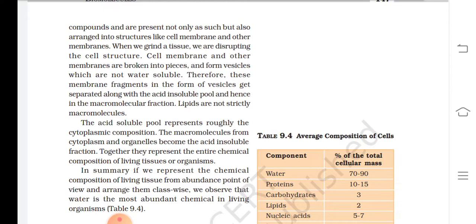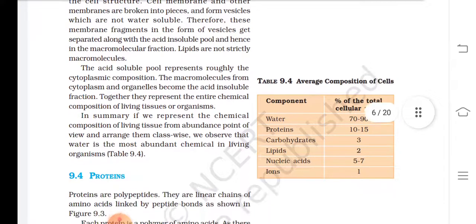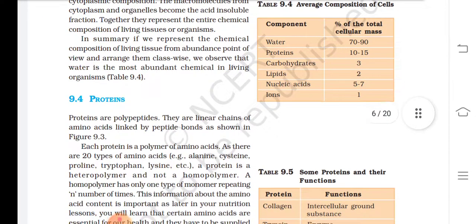The acid-soluble pool represents roughly the cytoplasmic composition. The macromolecules from cytoplasm and organelles become the acid-insoluble fraction. Together, they represent the entire chemical composition of living tissue or organism. In summary, if we represent the chemical composition of living tissue from an abundance point of view and arrange them class-wise, we observe that water is the most abundant chemical in living organisms.